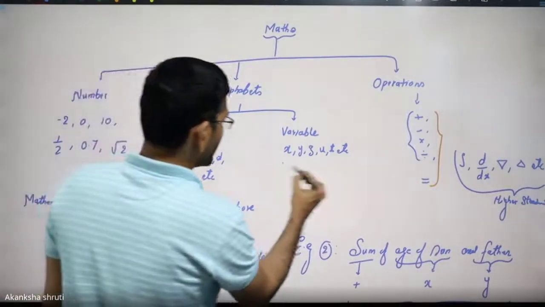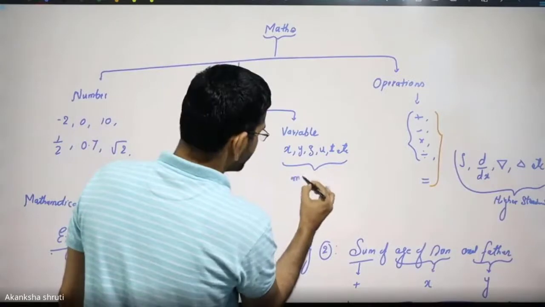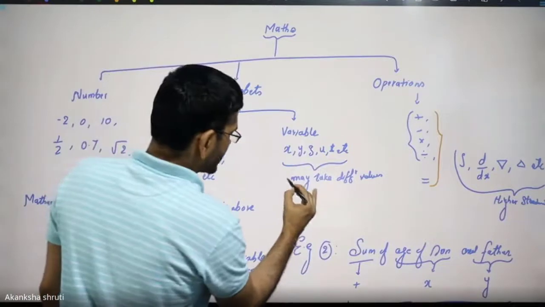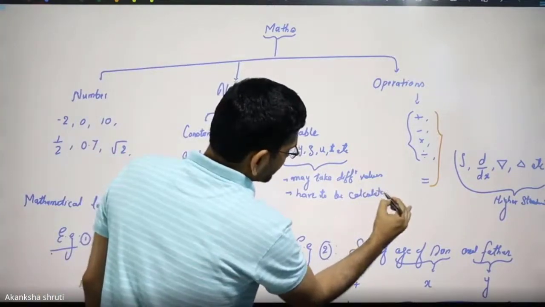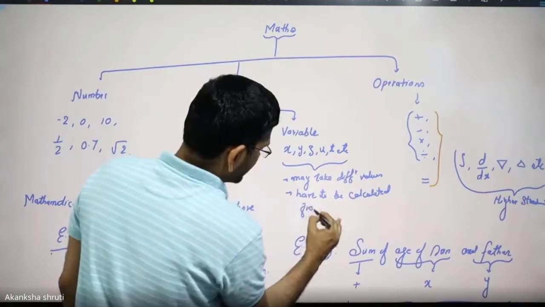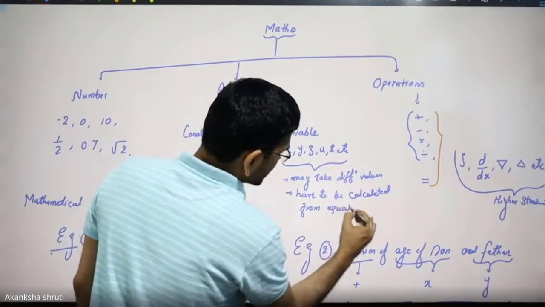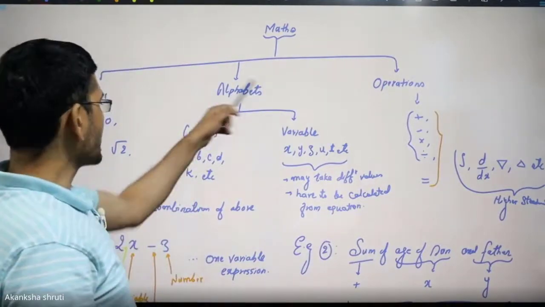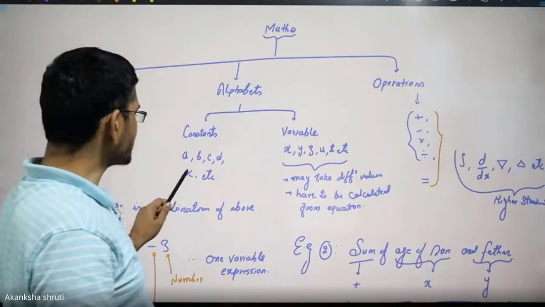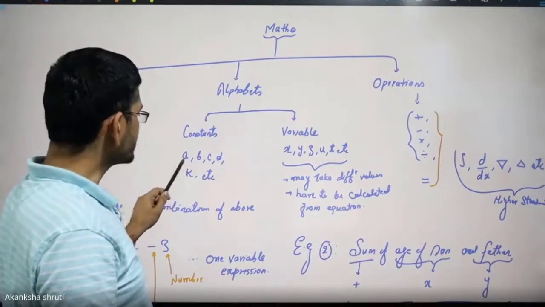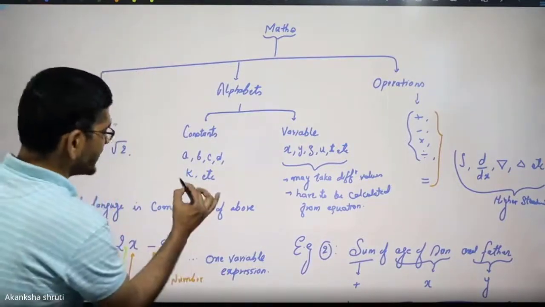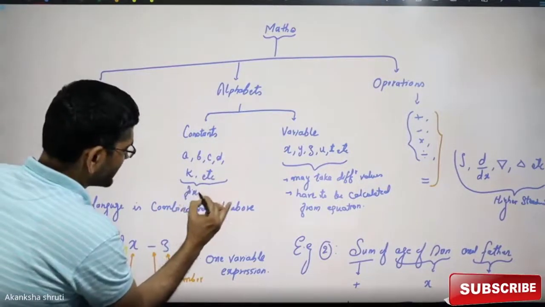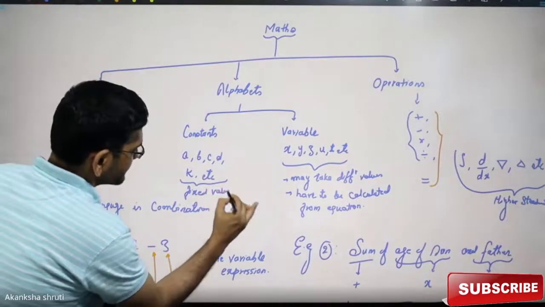So these variables may take different values and that has to be calculated from equations. So we will understand what this equation is and how equations are framed. These alphabets of the constant kind are sometimes used to denote fixed values, meaning this constant kind of alphabet has a fixed value.